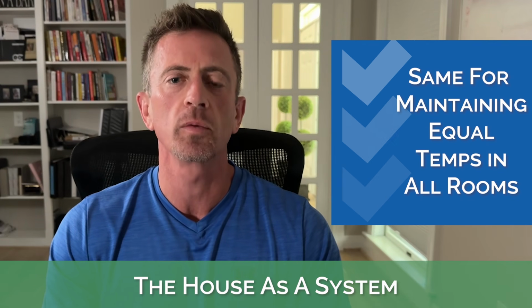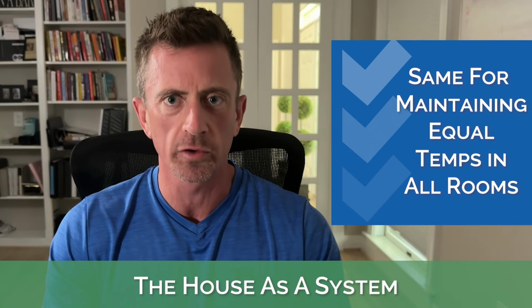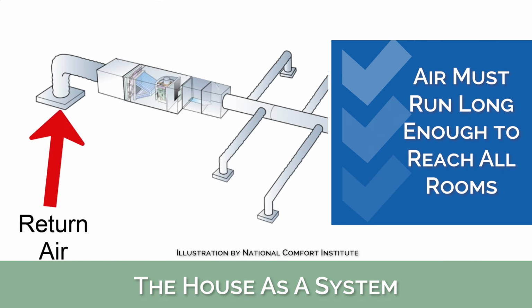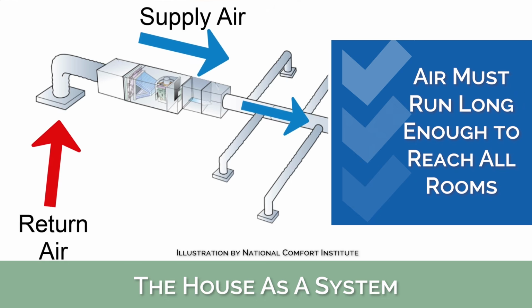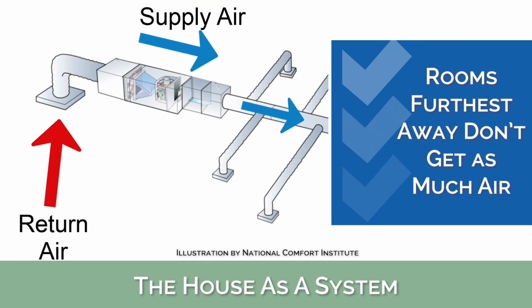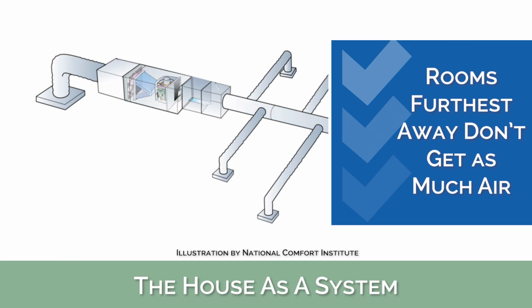The same thing goes for maintaining equal temperatures in each room of your house, in heating or cooling mode. Your HVAC system needs to run long enough to distribute the air to and from every room, and the rooms furthest away from your furnace will likely have the greatest temperature difference due to the duct leakage and heat loss that happens along the way.